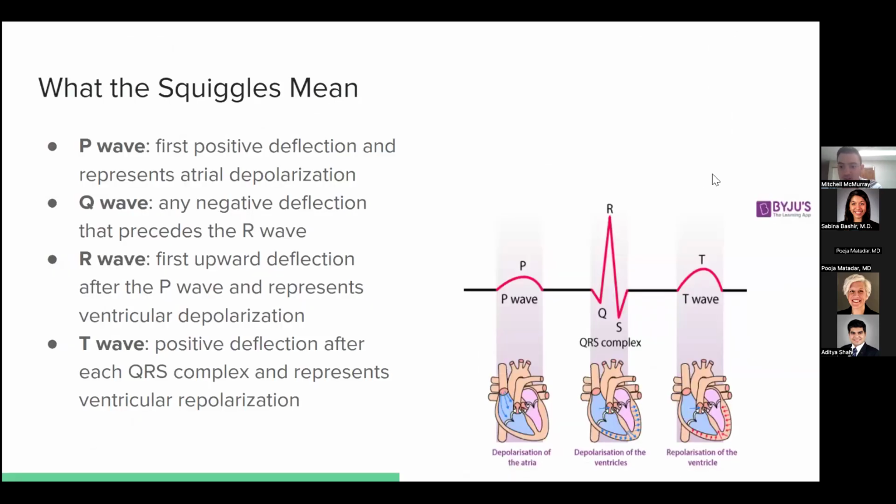When Sabina and I were learning how to read EKGs in medical school, she would frequently say the squiggles don't really make any sense. They just look like squiggles on a tracing, which is the reason for the title of the slide. So what do the squiggles mean?